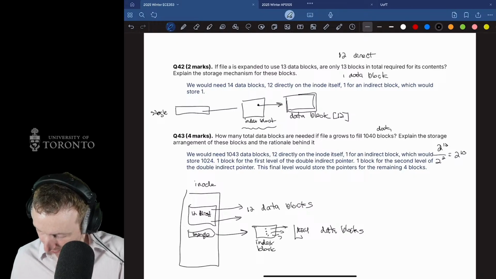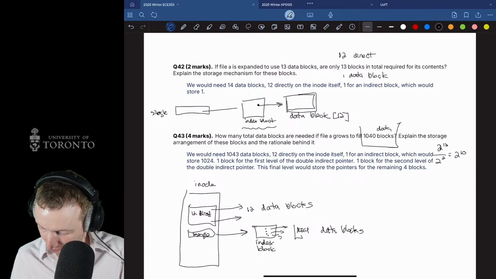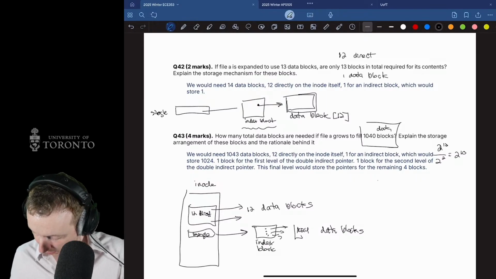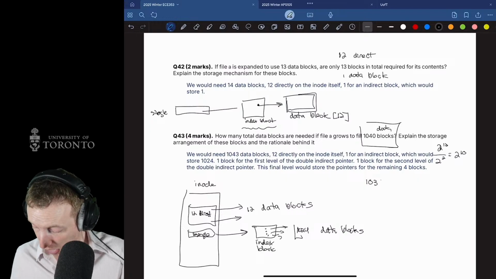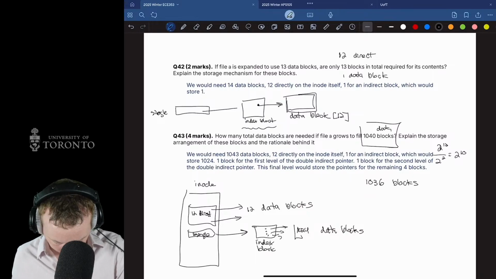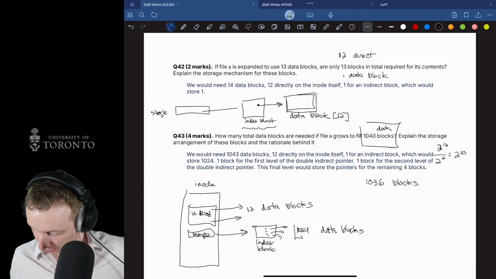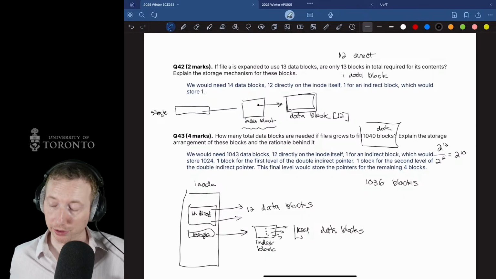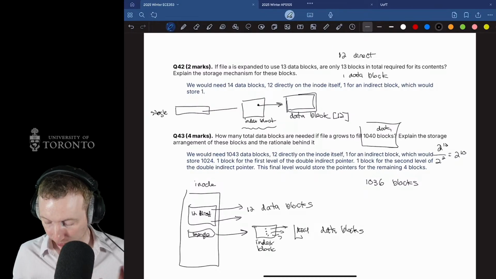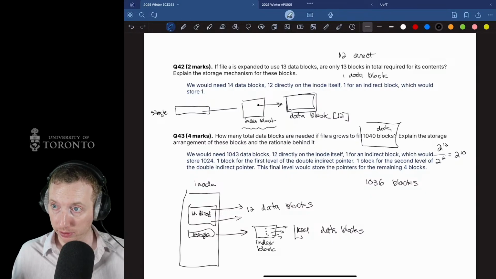And this says, well, the wording here is a bit bad. I clean it up in later years. So in this case, how many blocks do we need to account for now? So this accounts for 1036 blocks through the direct pointers and the single indirect. Sorry, the dogs are going crazy. I don't know if you can hear it.